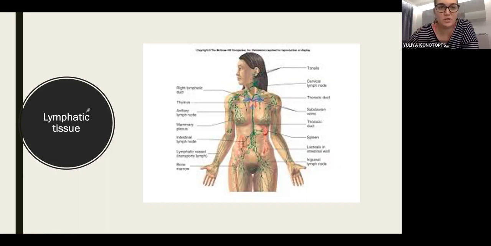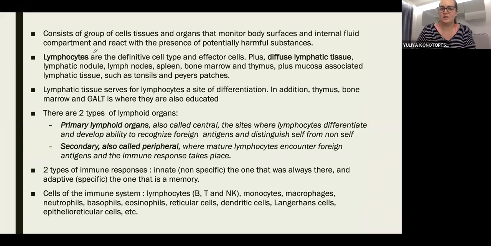Okay, so this is what we're starting today. First of all, about the lymphatic tissue. Lymphatic tissue is pretty much synonymous with the words immune system. Both of them are related to one another. Whenever you're saying lymphatic tissue, you're also thinking about the immune system, because what is the major cell of the lymphatic tissue? It is a lymphocyte, and as you know, lymphocytes are immune cells.